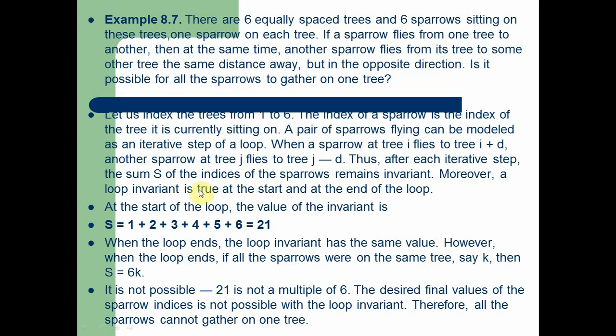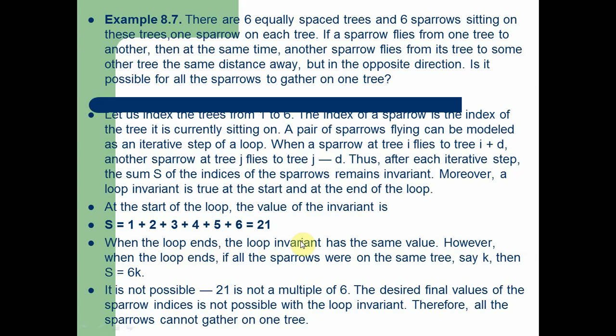Consider there are 6 trees, namely I, J, K, L, M, N, and 6 sparrows sitting on them. When one sparrow flies in one direction, consider it the clockwise direction, another sparrow flies from its tree in the anti-clockwise direction. This is the way they travel from one tree to another. But here we want to calculate what the invariant is. We are not able to identify the invariant, because there is no constant element.